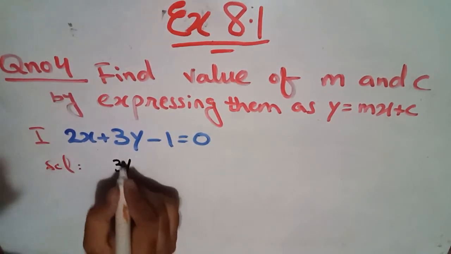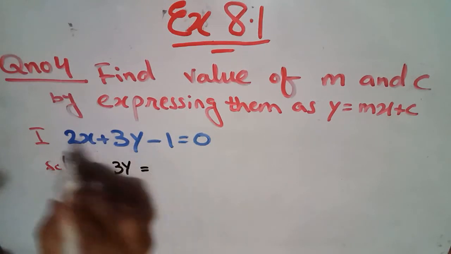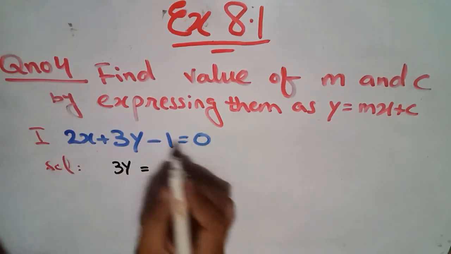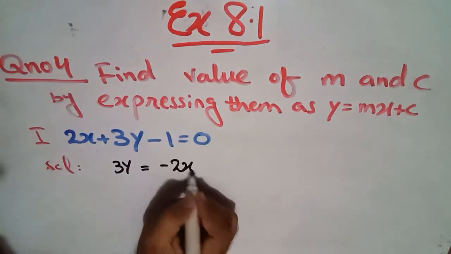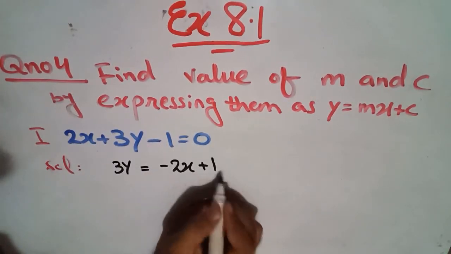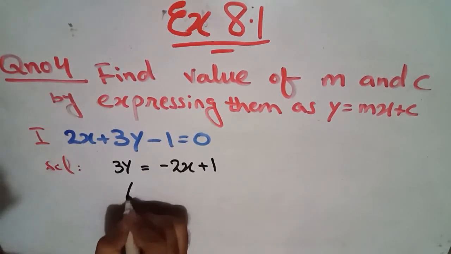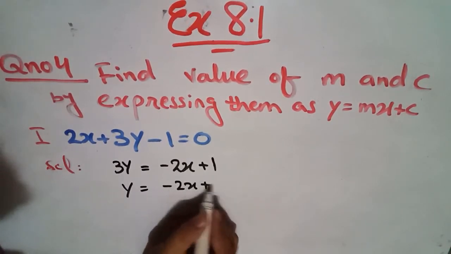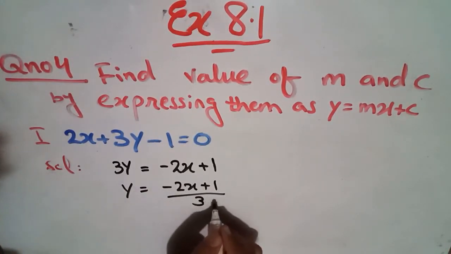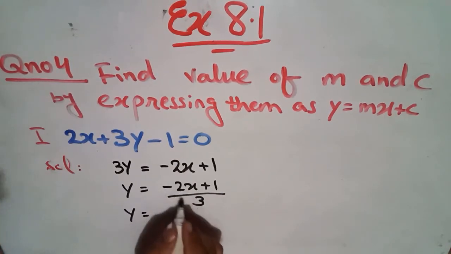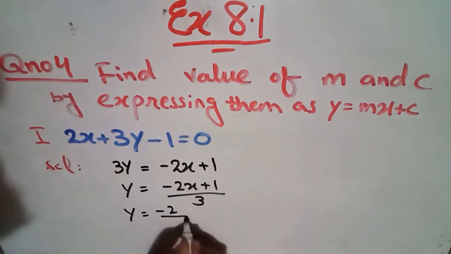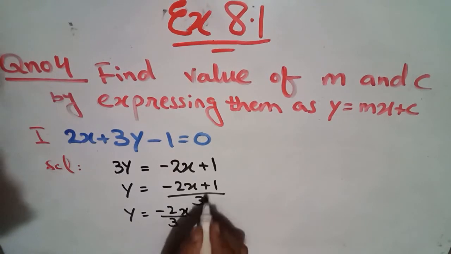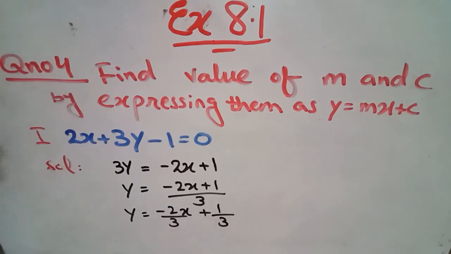You will just separate the y. Let's take these two variables and constants on the other side. So it will become the negative 2x and it will be the positive 1. So y is equal to minus 2x plus 1 over 3. This 3 will be divided on the other side. So I can also write it as minus 2 by 3 x plus 1 by 3, because 3 is the denominator of both the values, so I have split it into two parts.